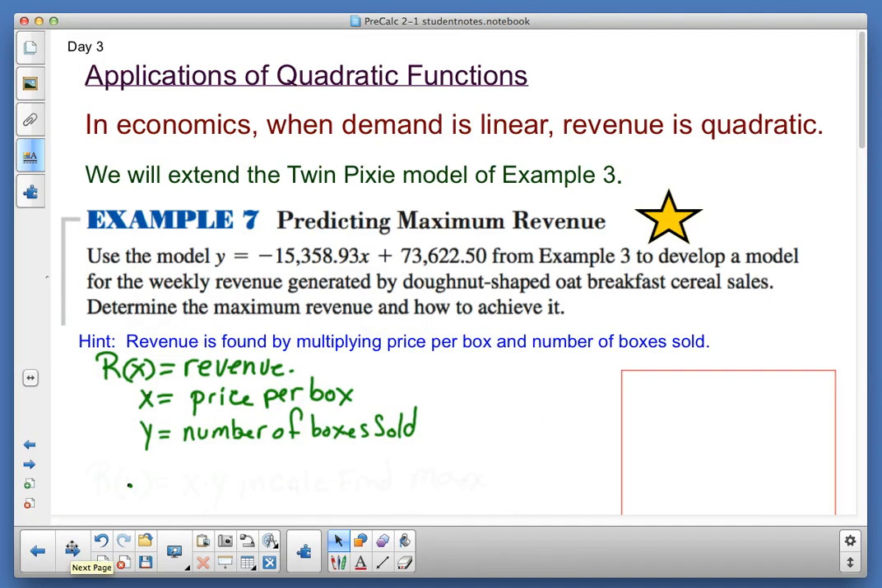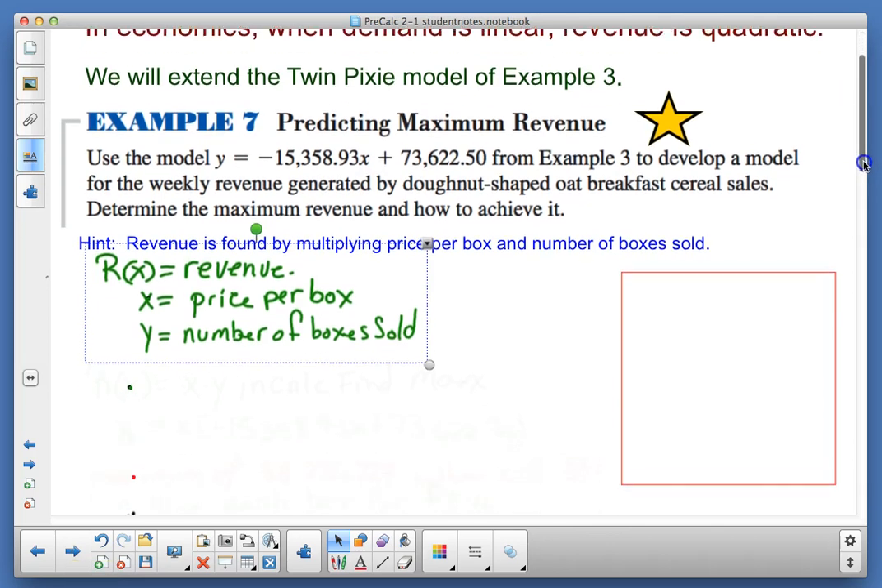Today's day 3, and we're looking at applications of quadratic functions. In economics, when demand is linear, revenue is quadratic, because remember, our demand is about boxes. The number of boxes we sell at a certain price, X being that price. But you've got to keep in mind, we're looking at R of X, our revenue, where X is our price per box and Y is the number of boxes sold.